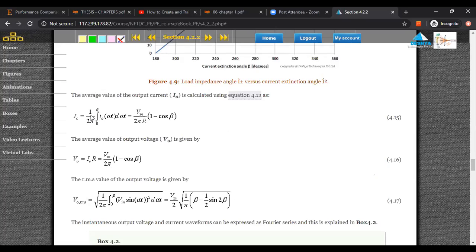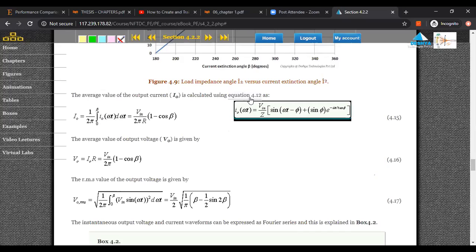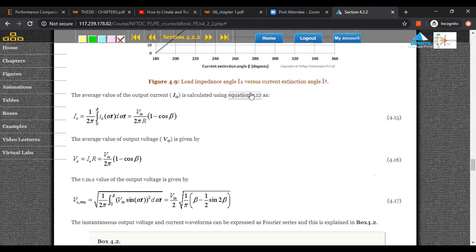So the average value formula, you know, for one cycle, is from 0 to beta. Why? Because it is conducting till beta. It is I naught of omega t d omega t. So current means voltage by resistance. Whatever the voltage is, we know very well. This is calculated with the help of the previous equations, like the value of this one over here. You can see I naught of omega t is V in by Z of so and so.